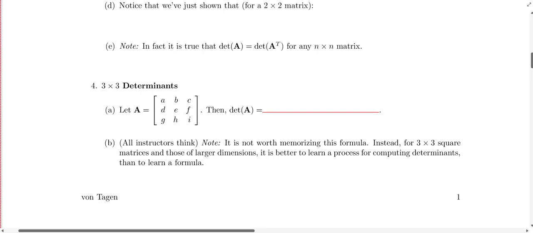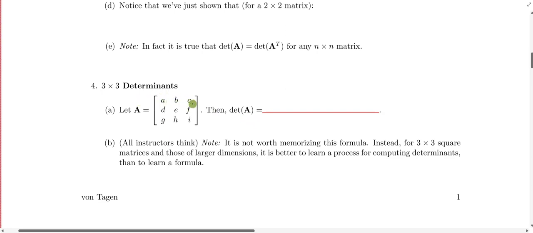So folks, now that we've learned how to take the determinant of a 2x2 matrix, let's move on to higher square matrices. So let's look at this 3x3 matrix, and let's compute its determinant. So here's a formula for computing the determinant.